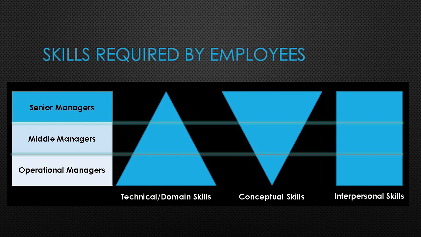There's this triangle, and there's this inverted triangle, and there's this rectangle. What does it mean? Right at the bottom, on the left, the table says operational managers. And there are three types of skills that I have mentioned: technical or domain skills, conceptual skills, and interpersonal skills. Operational managers primarily require technical or domain skills. That's the triangle you see of the technical or domain skills. Middle managers require less of technical or domain skills, and senior managers require the least. It doesn't mean that they don't need it, but it's the least.